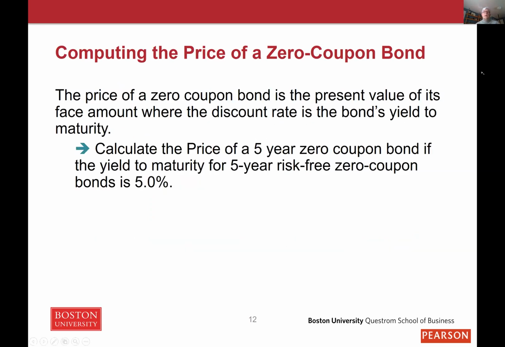So now what we're going to do, the one I just gave you was, here are the cash flows, what's the yield? Now I'm going to tell you that we have a $100 face value bond that is a 5-year zero coupon bond with a 5% yield to maturity. What is the price?